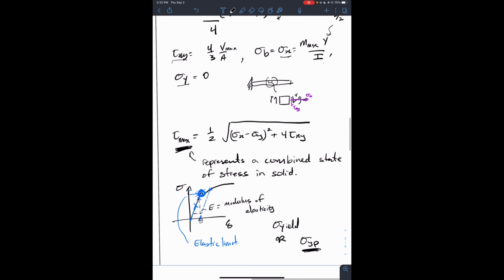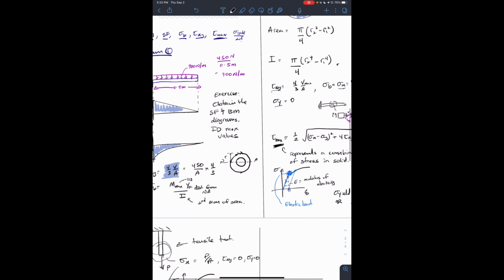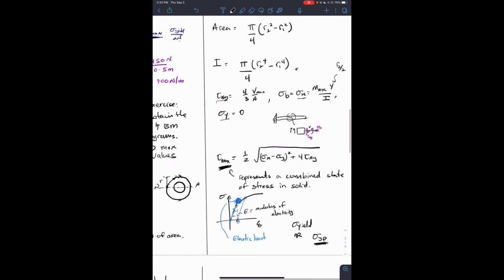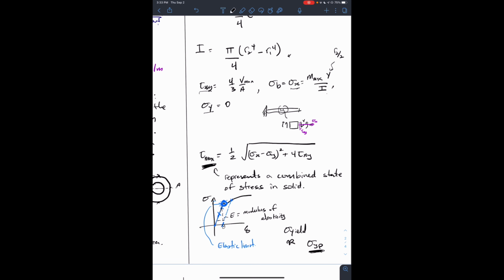Right, so everything is in terms of parameters right now, but as we saw here, we have a value for V, we have a value for M. We could calculate A, we could calculate I, we could calculate Y. That means we could calculate sigma B, which is your sigma X. We could calculate tau XY. We know sigma Y is 0. So as we calculate all those things, we could substitute here and calculate tau max.